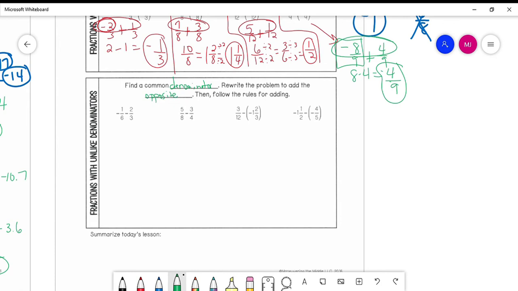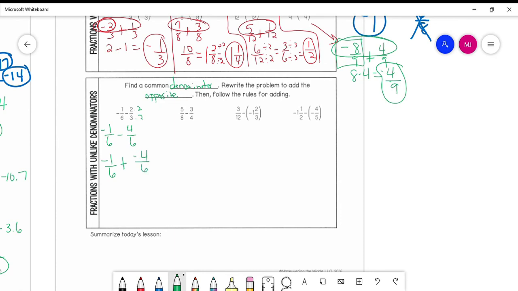So I can't do anything with 6 to make it become 3, but I can multiply the 2/3 by 2 to make that 3 become a 6. So we keep the first number. 2 times 2 is 4, and 3 times 2 is 6. Okay, now we're going to add the opposite. So keep the first number. Change subtraction to addition. Opposite of 4/6 would be negative 4/6.